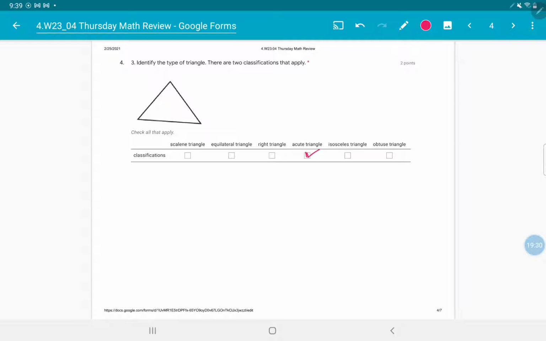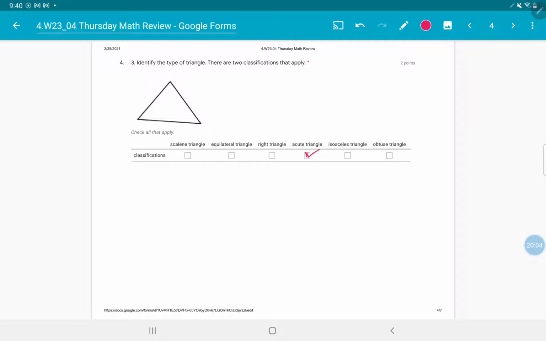Now we need to look at the sides. If all 3 sides are the same length, then it's what kind of triangle? Alright, if all 3 sides are the same, then Amy said it's an equilateral triangle. What if 2 sides are the same length? Isosceles. It's an isosceles triangle. What if there are no sides that are the same? Scalene.